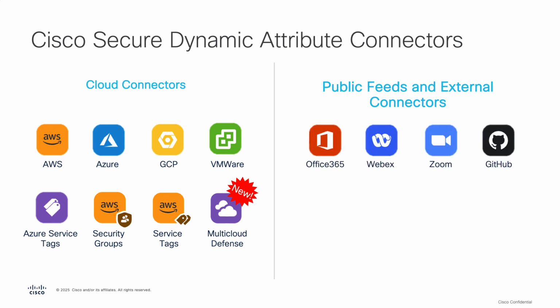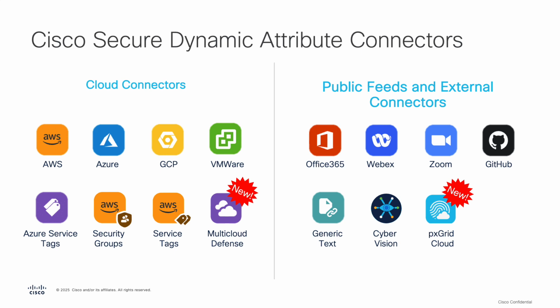Public feeds and external connectors include integrations with productivity platforms like Office 365, Webex, Zoom, and GitHub. These allow the use of ranges of IP addresses allocated to the SaaS applications. We also support generic text inputs, Cisco CyberVision for OT visibility, and pxGrid Cloud for identity and context sharing. ACI is now the newest supported connector, importing EPG and ESG with associated IP directly from ACI fabric into your firewall dynamic objects. One important note, be sure to check which connectors are supported for your specific CSDAC form factor, whether you're using the cloud-delivered, standalone virtual appliance, or native CSDAC embedded in Management Center.